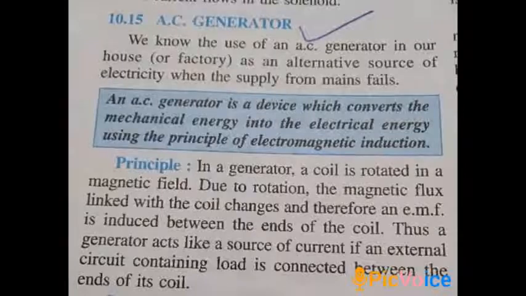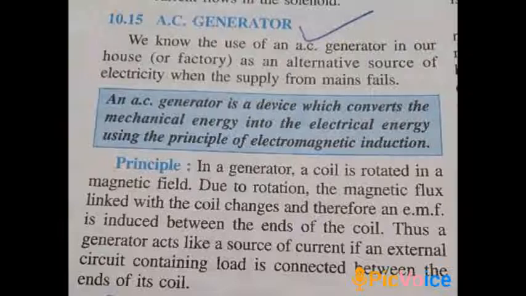Now we will study the AC generator. The AC generator is used as an alternative source of electricity when the supply from the mains fails. जब power cut हो जाता है तब ये power देता है. It works as an AC generator.